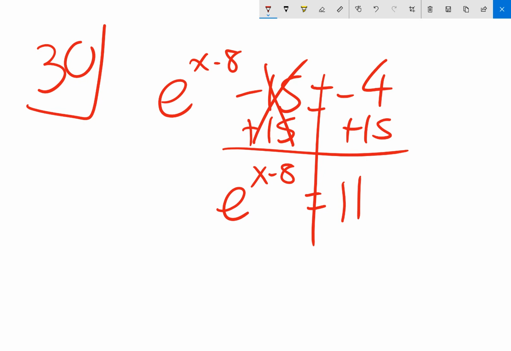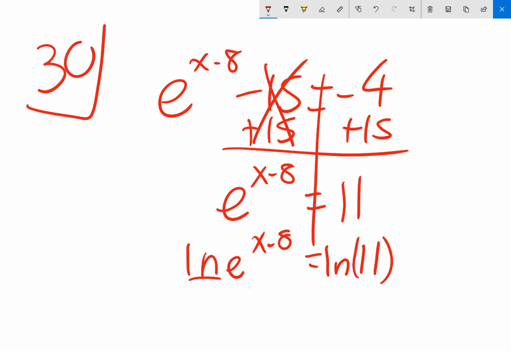Now, since e, there's nothing else, right? I'm not adding anything else on that side. It's just e with its exponent. Now I want to cancel out e so I can deal with that exponent. So the opposite of e is natural log. So I'm going to put natural log on the side with e. And of course, if I put the natural log on this side, I have to put the natural log on the other side as well.